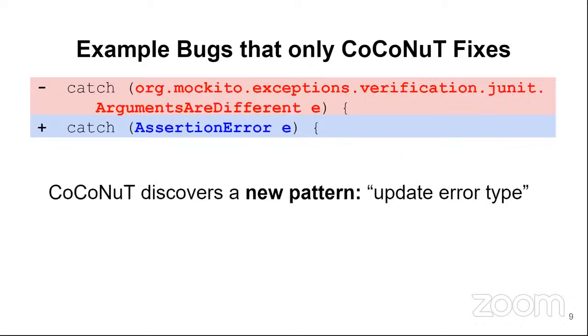This bug cannot be fixed by previous work because researchers and practitioners did not manually find the pattern update error type. On the other hand, Coconut can fix this bug because it infers this new pattern from millions of training samples mined from open source projects.